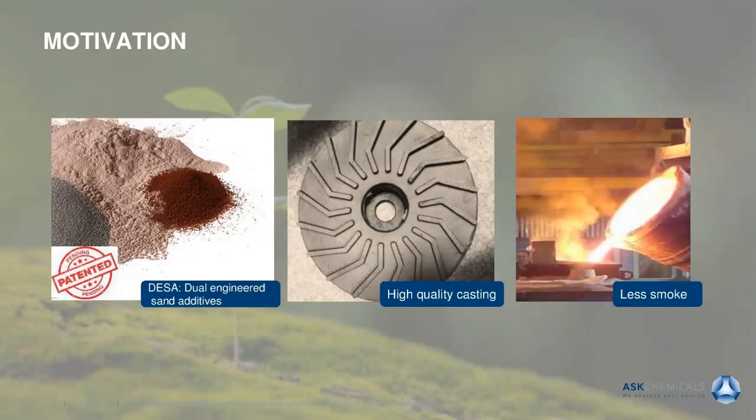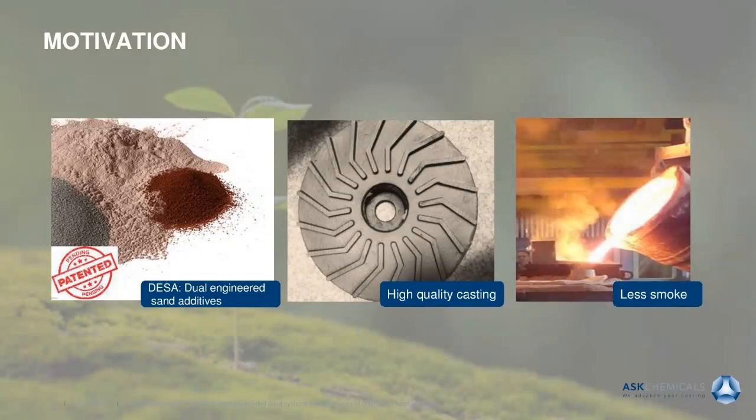The idea is to use an engineered sand additive. Sand additives are used in most foundries for controlling casting defects. This time, the idea is to have this sand additive serve a dual purpose. In addition to providing high quality castings and eliminating casting defects, we will be able to reduce the smoke.